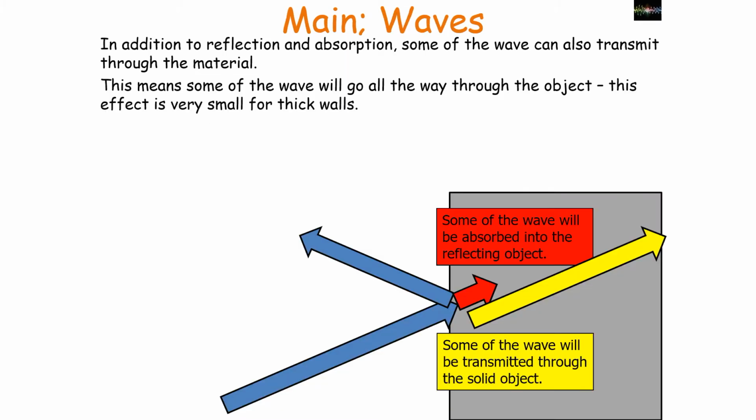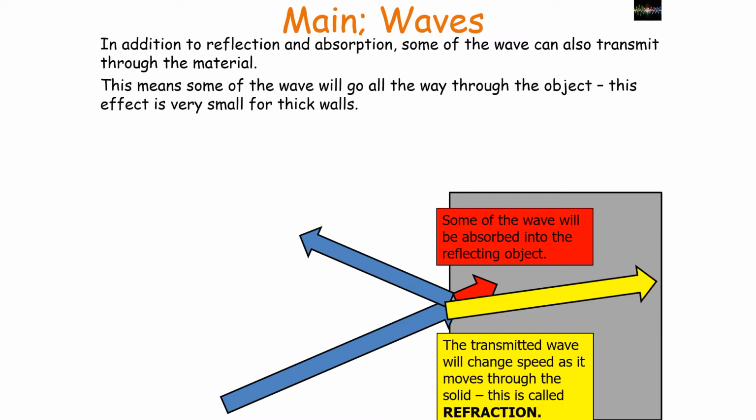In addition to reflection and absorption, some of the sound wave can also transmit through the material. This means some of the wave will go all the way through the object. This effect is very small for thick walls, but it's still present. As the sound wave hits a wall, some of the wave will be transmitted through the solid object, while some of the wave will be absorbed into the reflecting object. The transmitted wave will change speed as it moves through the solid because it's now moving through a different medium, and this process of changing speed is called refraction.